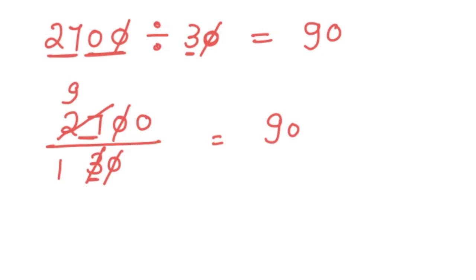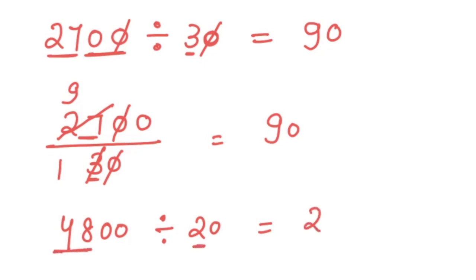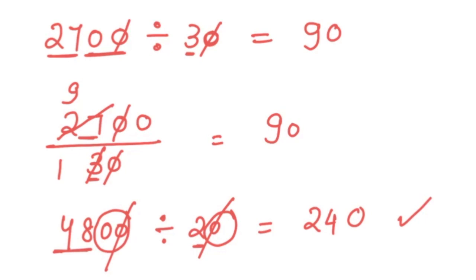Let's try one more problem. If it's like this, 4800 divided by 20, it will be like this. Divide 48 by 2. So you will get 24. And then two zeros are getting divided by one zero. So one zero and one zero cancel, and we are left with another zero. So our answer is 240.